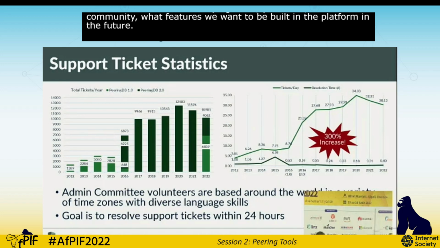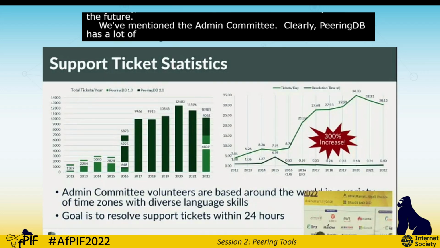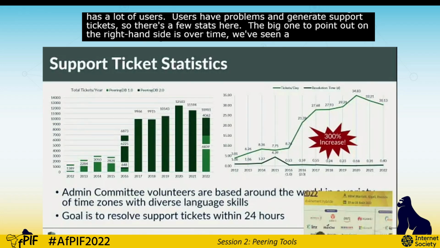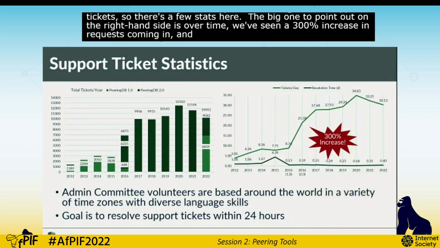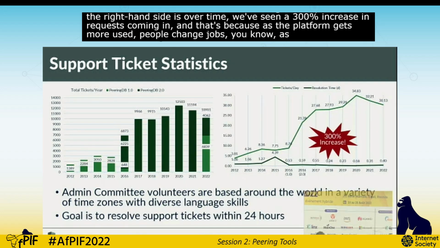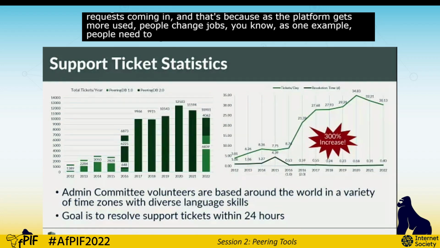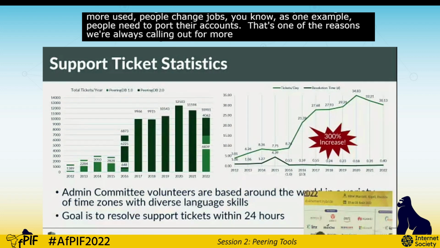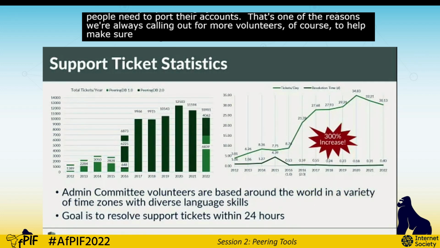We've mentioned the admin committee. Clearly, PeeringDB has lots of users. Users do have problems and that generates support tickets. So there's a few stats here. The big one to call out, on the right-hand side, is that over time we've seen a 300% increase in requests coming in. That's because as the platform gets more used, people change jobs, for example, and people need support with their accounts. It's one of the reasons we're always calling out for more volunteers, to help make sure we deliver the experience that folks want.